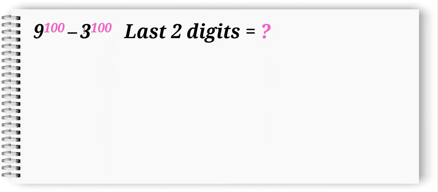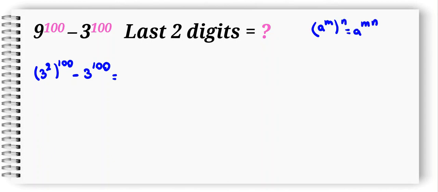9 to the 100 minus 3 to the 100. We want to find the last two digits of this number. So first, 9 is what? It is 3 squared. So we have 3 squared to the power of 100 minus 3 to the power of 100. By the power rule, we know that (a to the m) to the n equals a to the mn. So 3 to the 2, to the 100, will be 3 to the 200 minus 3 to the 100.